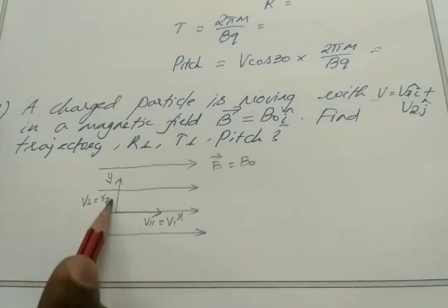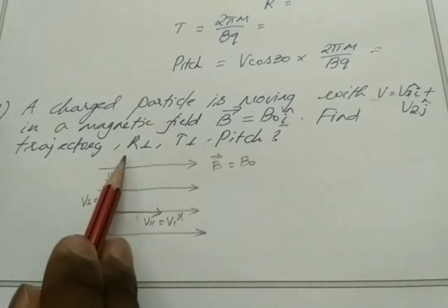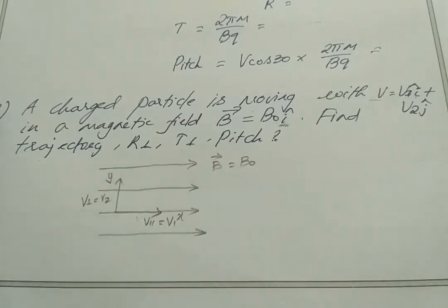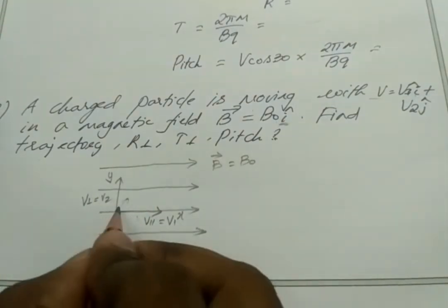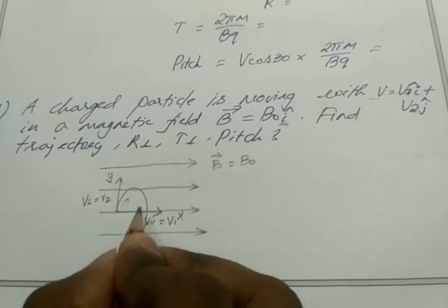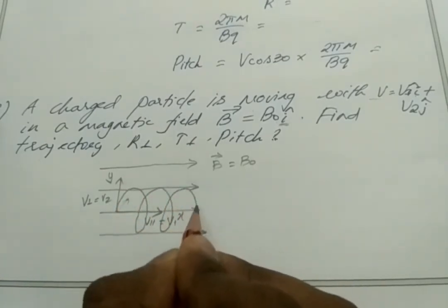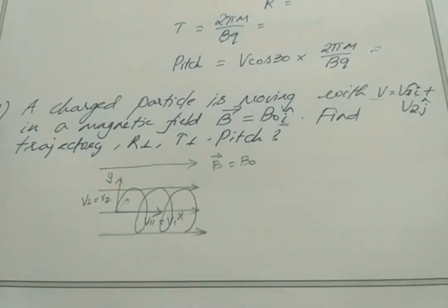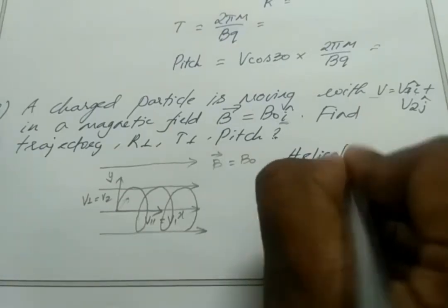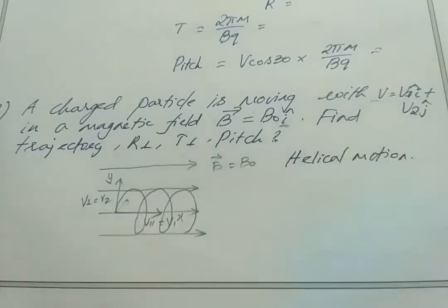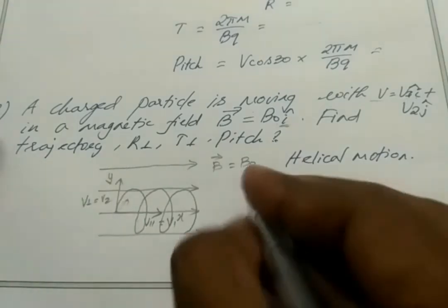As I said already, it is the sum of these two motions. So it should move perpendicularly as well as parallelly. It covers some distance in the y axis, and also some distance in the x axis. So how will the charged particle move? This is our resultant motion. So it moves like this. Clear? So it forms a helical motion. Clear? So our answer for trajectory is helical motion.